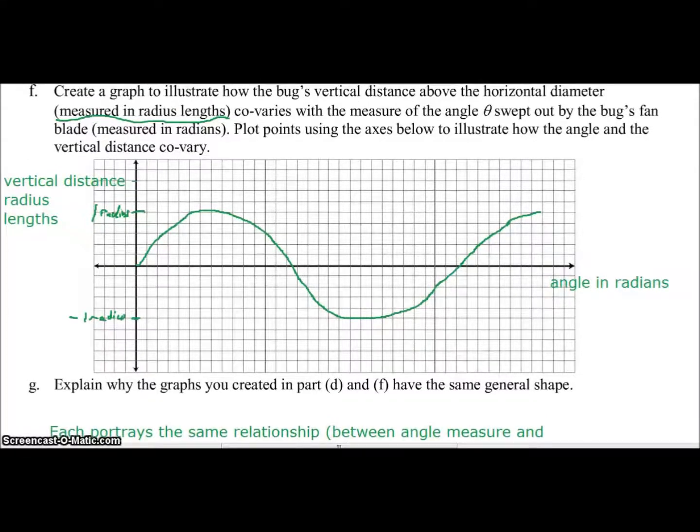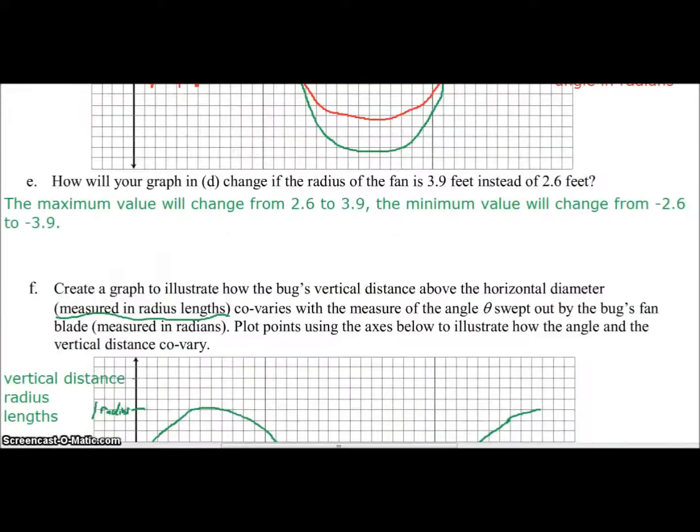So, yeah, when the input is the angle in radians, the output is the vertical distance above the horizontal in radius lengths. When you're talking about circular motion, this graph represents the sine function. Just a set of inputs and outputs.